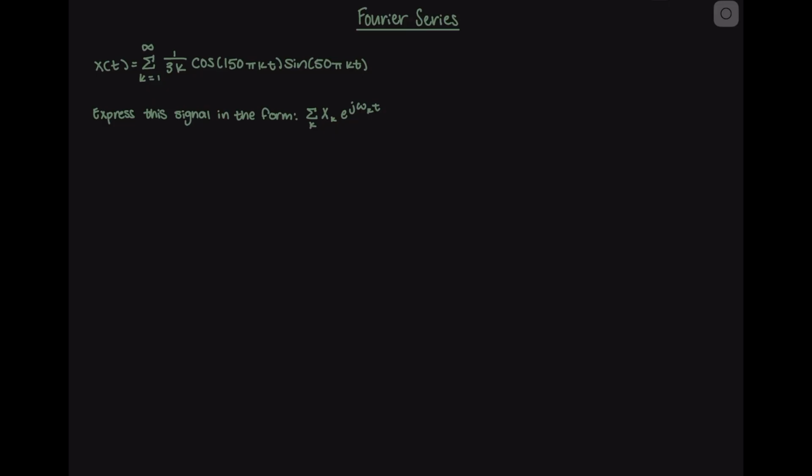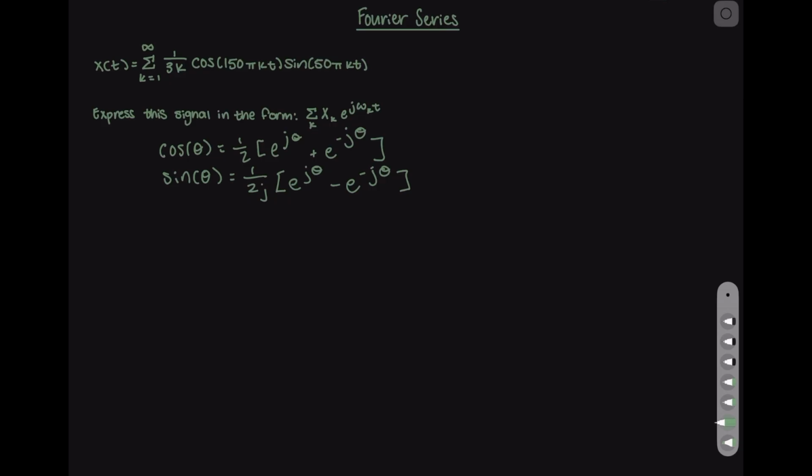For this question here, we want this signal to be expressed as a complex exponential rather than as a sinusoid. To do this, we can use two identities. The first of which is cosine theta is equal to 1/2 (e to the j theta plus e to the negative j theta). And the second is sine of theta equals 1/2j (e to the j theta minus e to the negative j theta). So our first step is to substitute these identities into our signal.